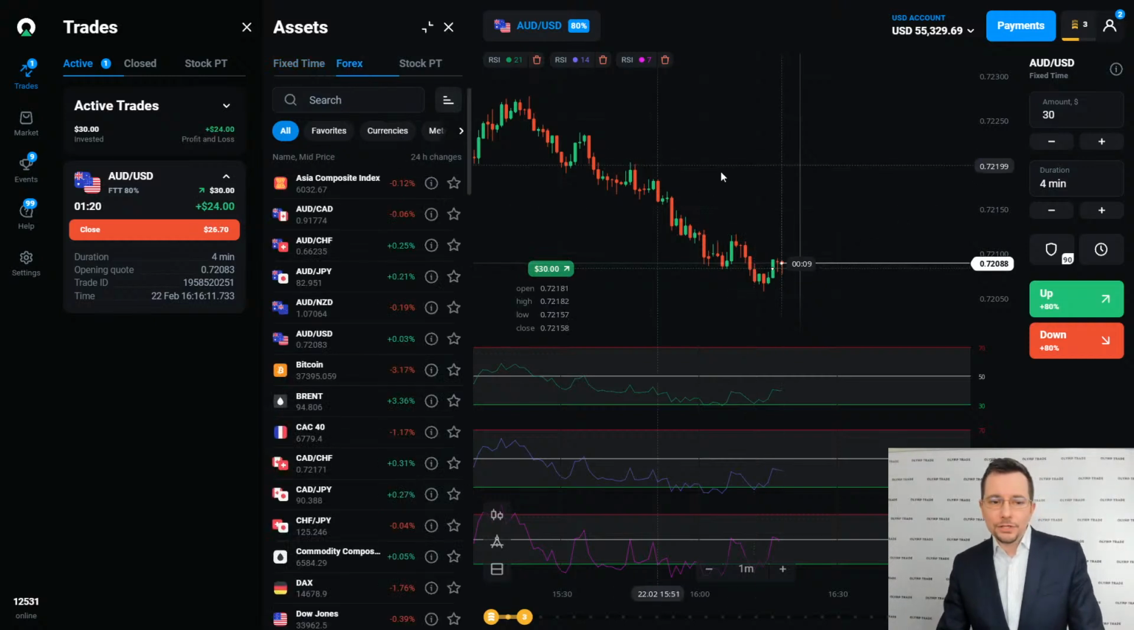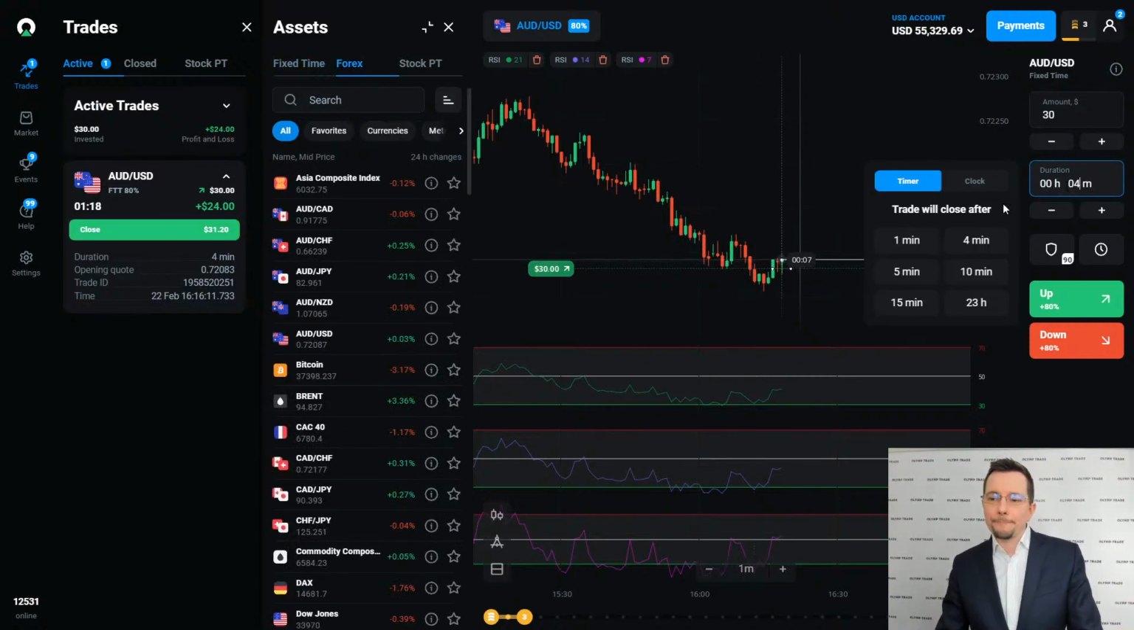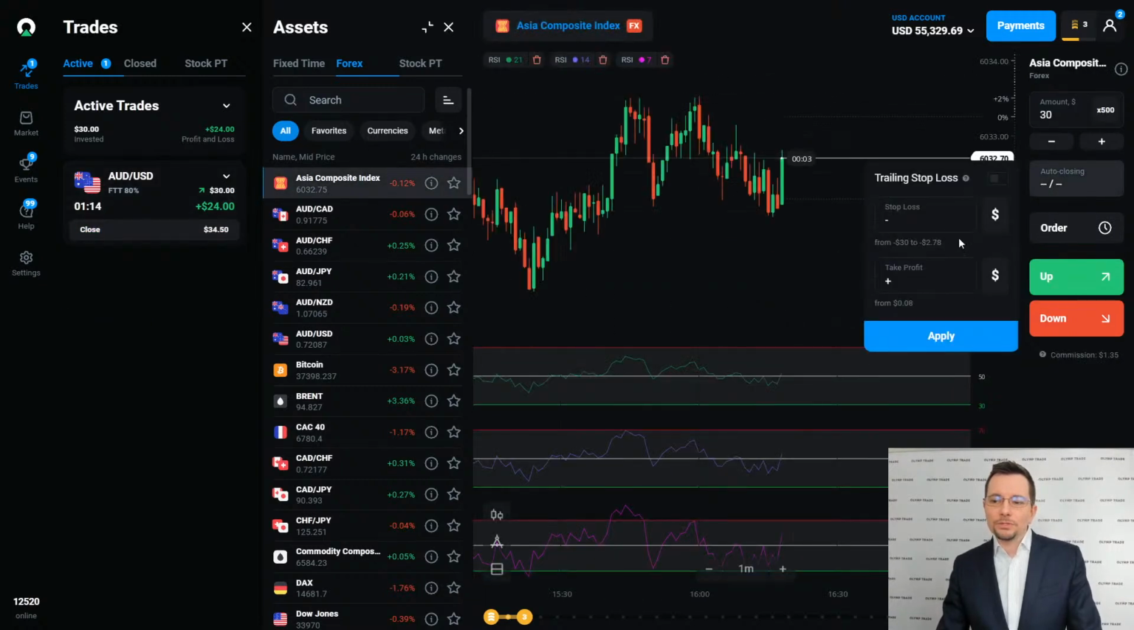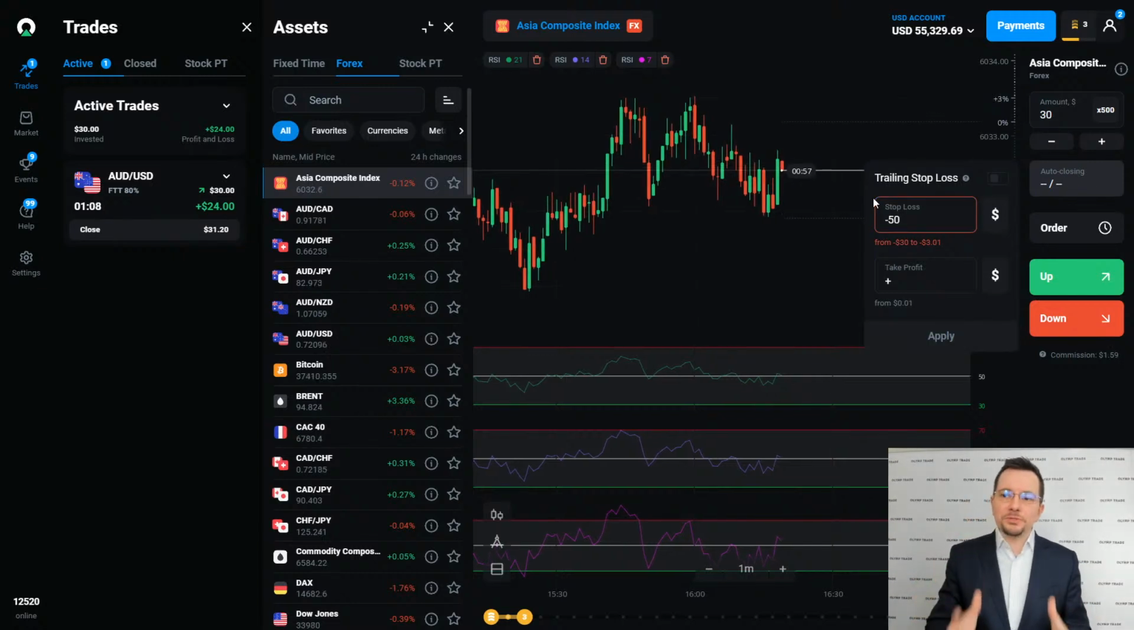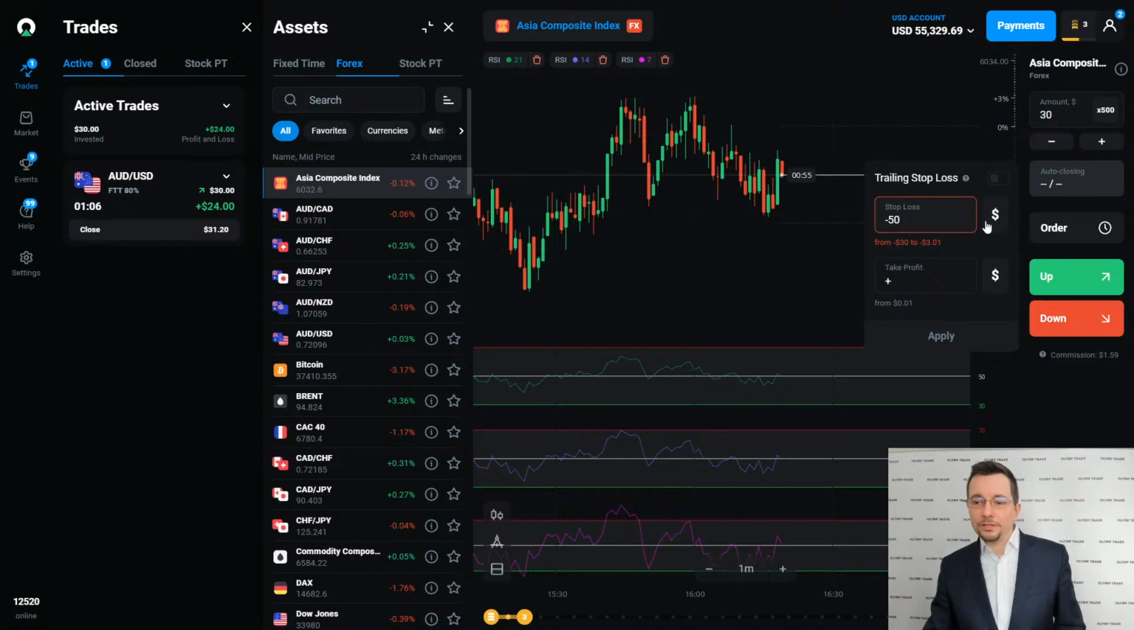So back to Forex, you want to have your stop loss at around 50, no less. So at least 50% of your trade amount will be attributed to the stop loss, and you want your take profit to be at around 150.